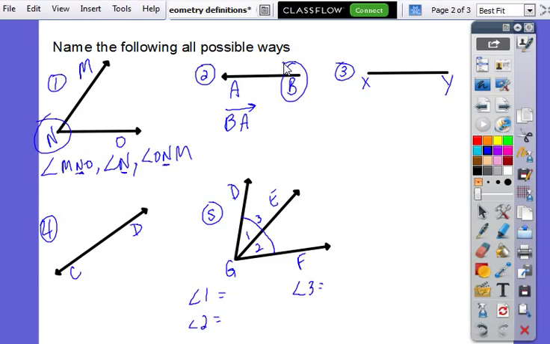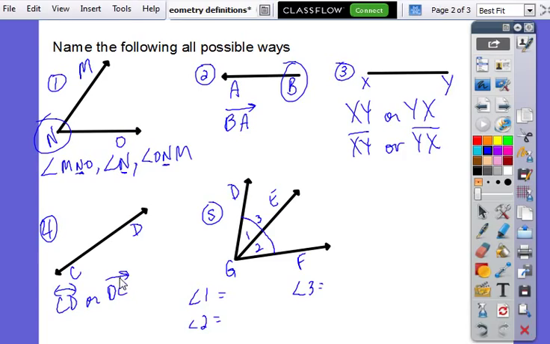All right. Number 3. What are we looking at? So line segment, it could be what? Or I could do it with the little symbol above it. Any of those would work. I don't care which way you do it, doesn't matter to me. All right, number 4. What is it? And label it: line CD, or line DC.